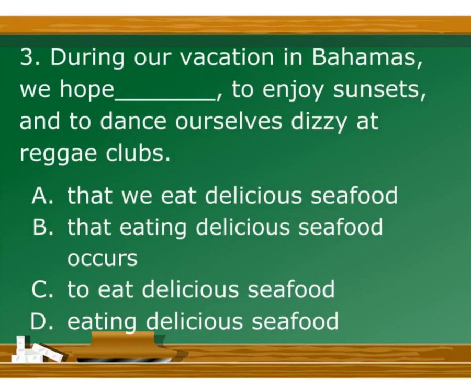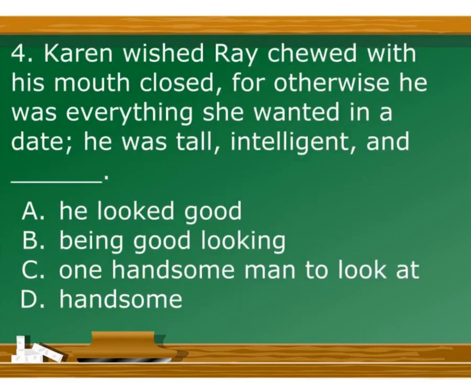The first statement is, during our vacation in the Bahamas, we hope blank to enjoy beautiful sunsets and to dance ourselves dizzy at reggae clubs. A. That we eat delicious seafood. B. That eating delicious seafood occurs. C. To eat delicious seafood. Or D. Eating delicious seafood.